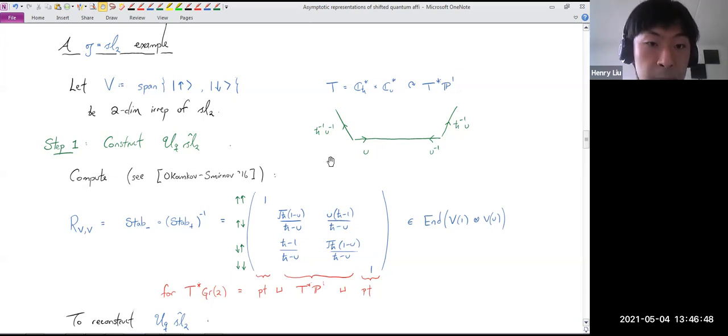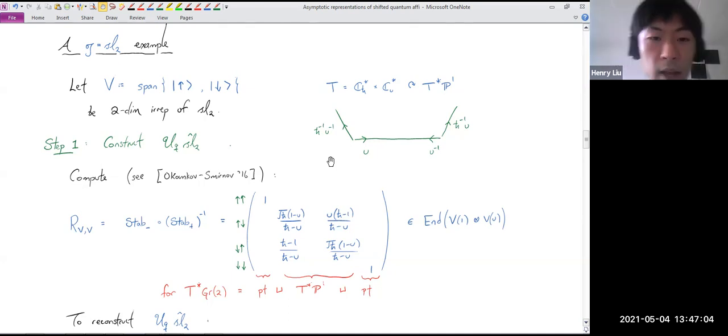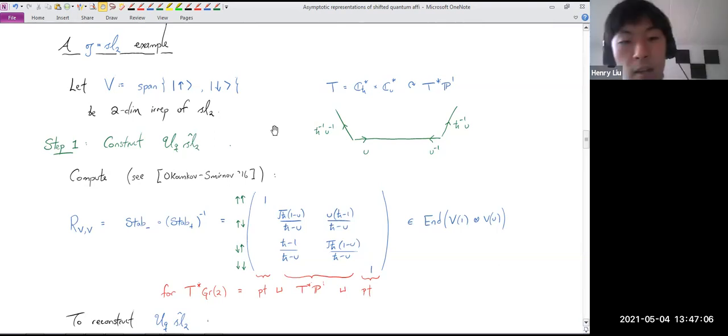We'll see how to do this FRT reconstruction. We'll see what happens in the asymptotic limit to produce the shifts. Yeah, everything will be very explicit. Hopefully this will be useful to see. Okay, so let's fix some notation.